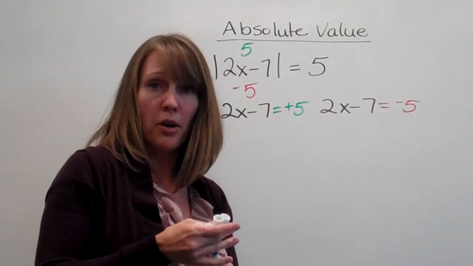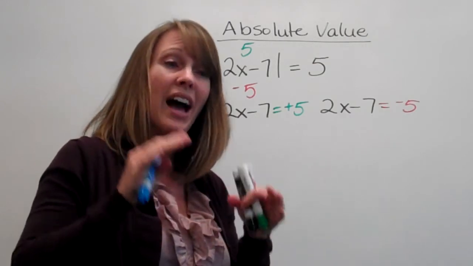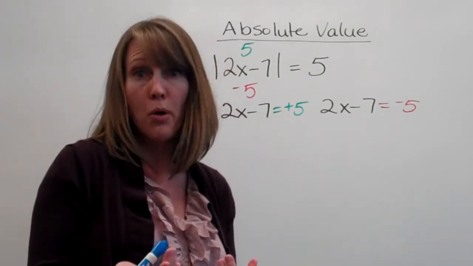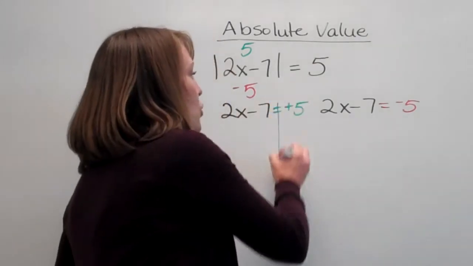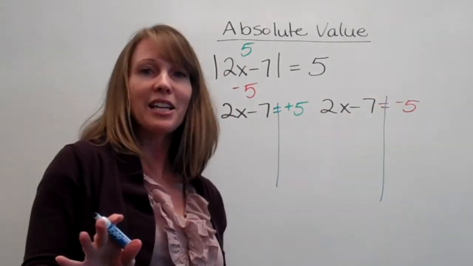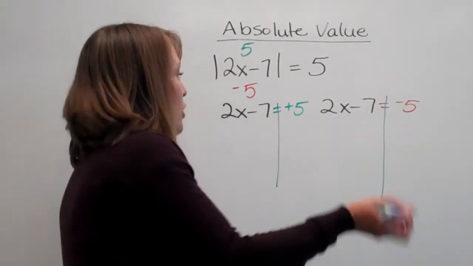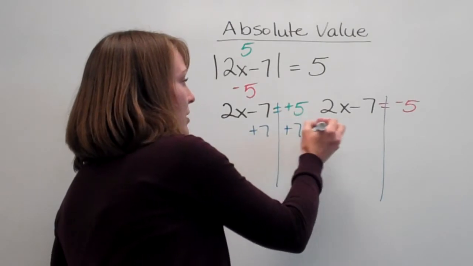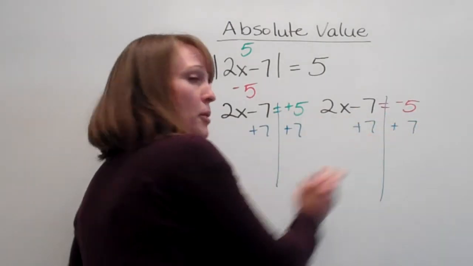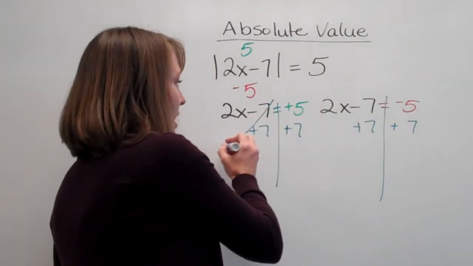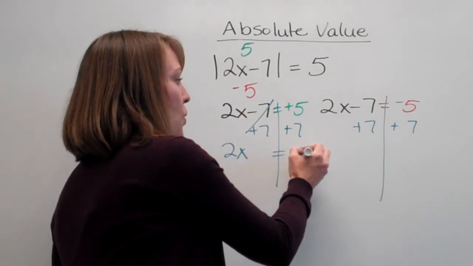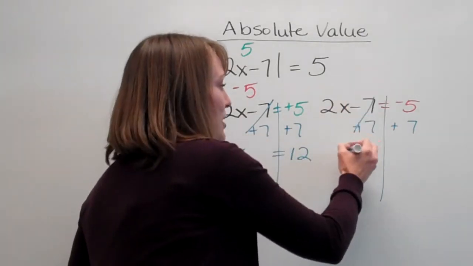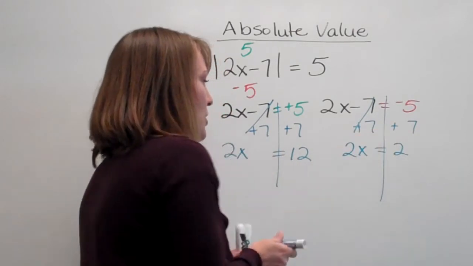The setup's the worst part, right? After that, it's just solving. And you have to solve both equations because they both work. The cool part is you solve them exactly the same, but you get a different number. So I'm going to add 7 to both equations. But check it out. This one will give me 2x equals 12. This one's going to give me 2x equals 2.